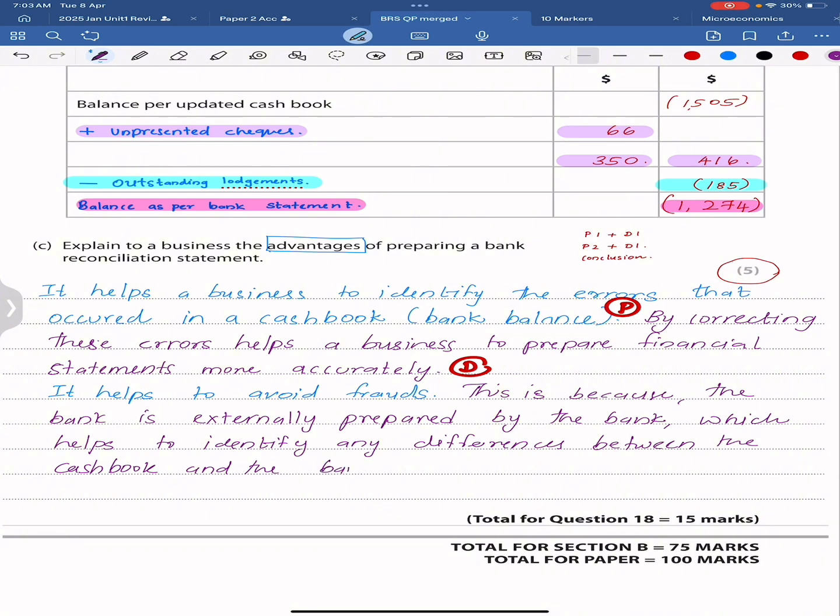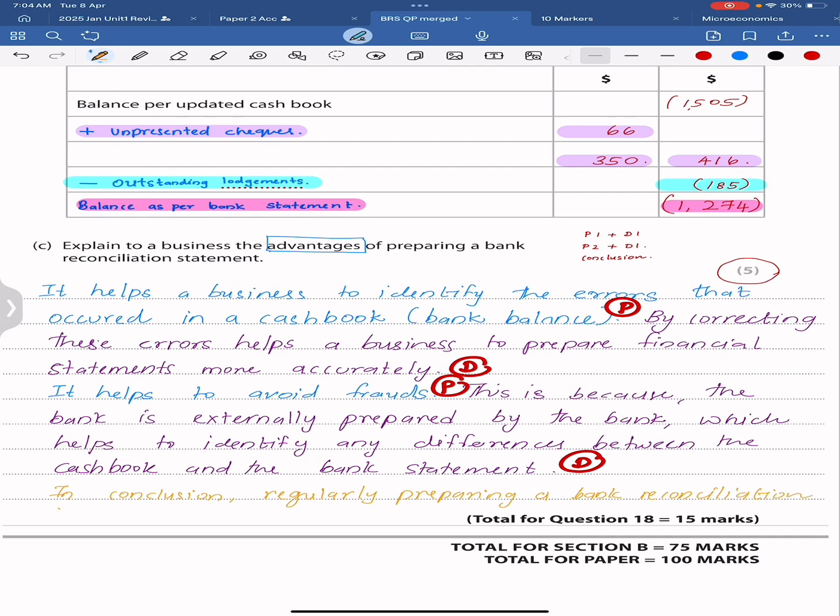Once you're done with the development, now it's time to provide a conclusion. It helps to avoid frauds. This is because the bank statement is externally prepared by the bank, sorry for the error, which helps to identify any differences between cash book and the bank statement. Now, time for the conclusion. How can we conclude this answer? Start with a prompt in conclusion. It is important that businesses regularly compare the bank statement with the cash book it has prepared.